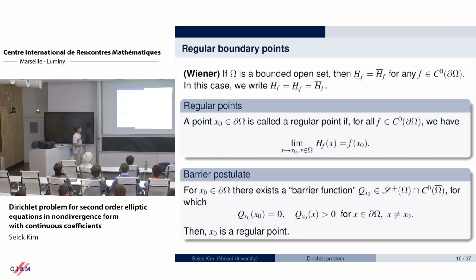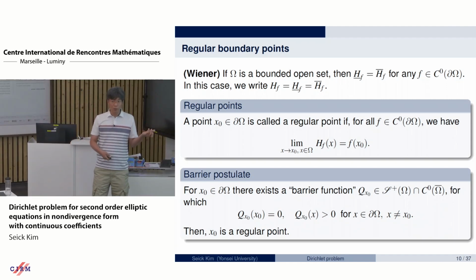A boundary point is regular if and only if for every continuous data f, the Perron solution achieves the boundary value at that point. Okay? And there was another characterization due to a so-called barrier function. If there exists a barrier function Q, which is superharmonic, and this becomes 0 at one point, x0, and it's positive everywhere else on the boundary. If you have this barrier, then x0 becomes a regular point, okay?